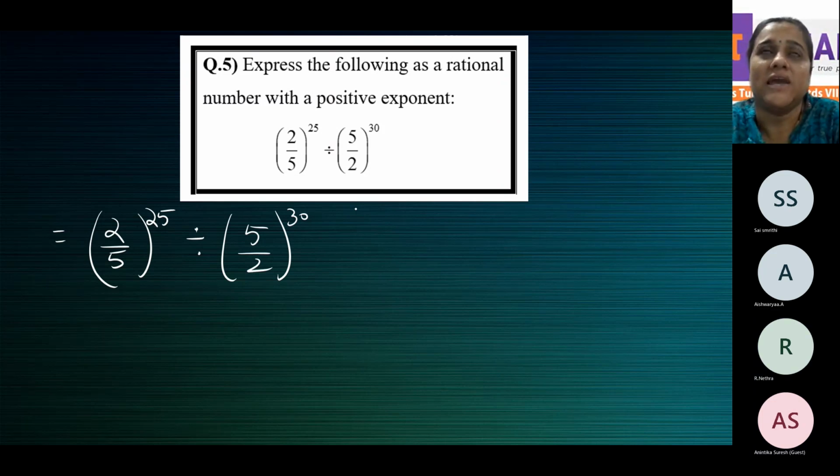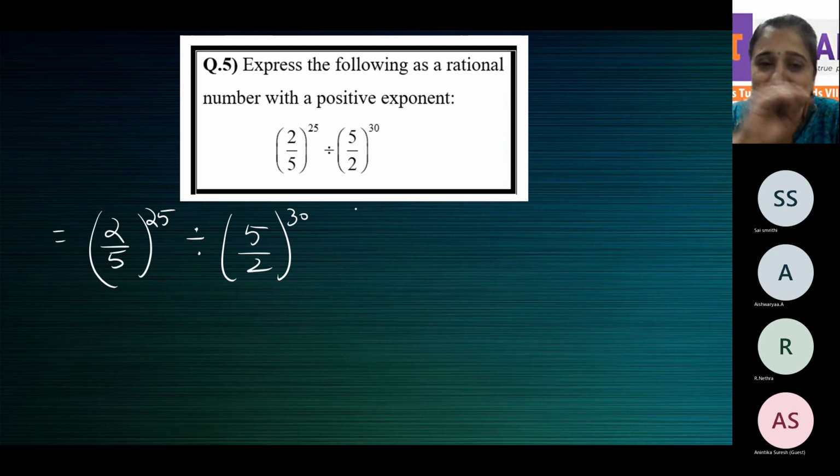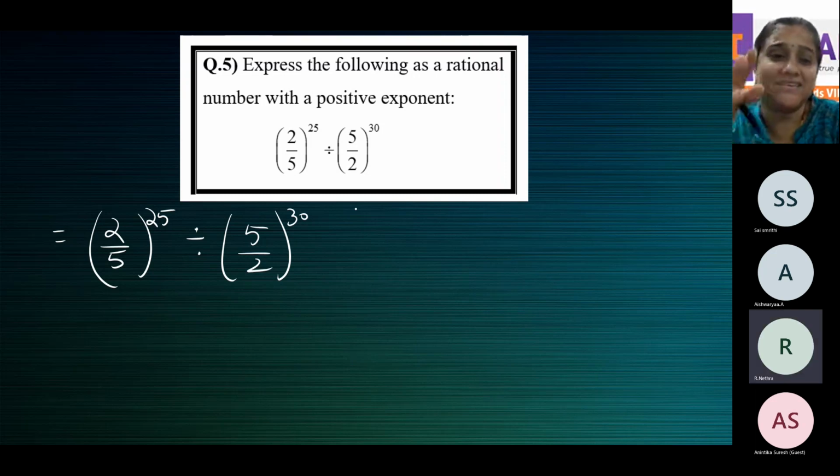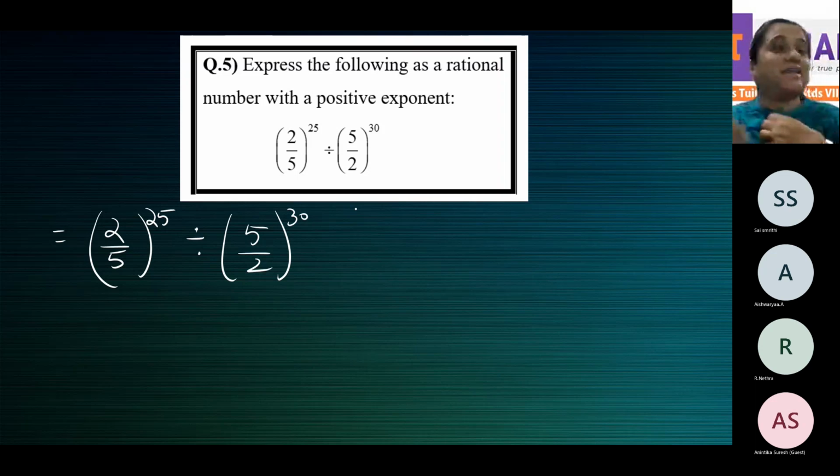See, rules apply if the bases are the same and powers are different, or the powers are the same and bases are different. Something should be the same. Here, neither the bases nor the powers are the same. So there is no rule here. So you have to make necessary changes in the question so that it conforms with some rule.